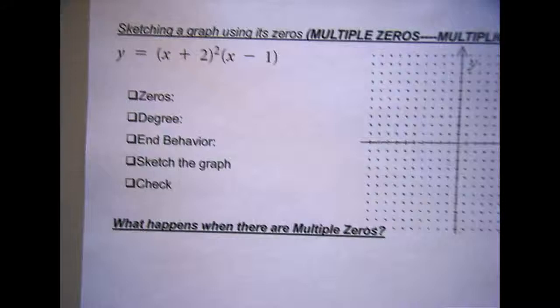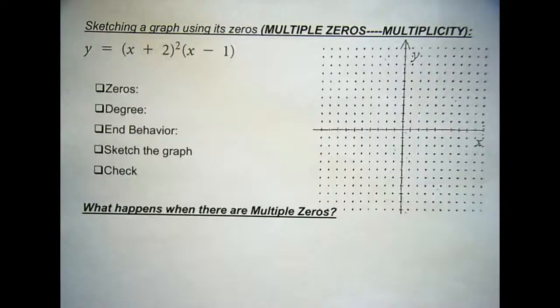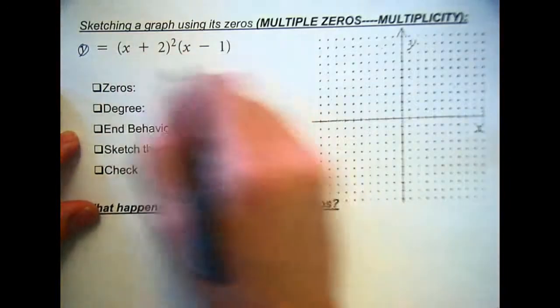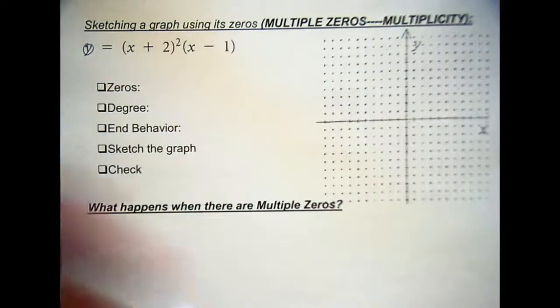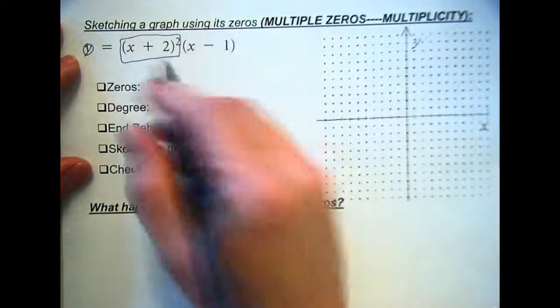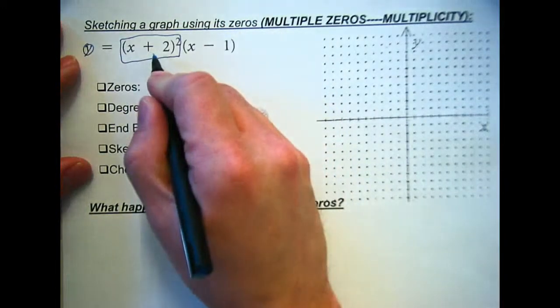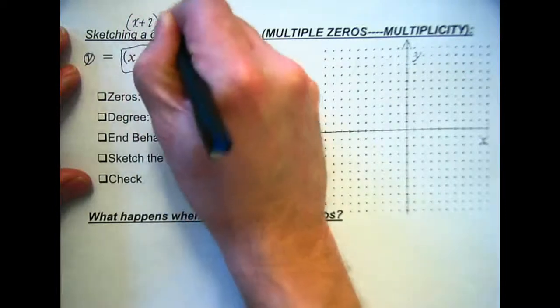What's the title of the next one say? Multiple zeros. Go ahead and find the zeros when you set this equal to 0. Tell me what each of these equal. Actually, tell your neighbor what each of those equal. All right, what makes this quantity 0? Now don't get confused. X plus 2 quantity squared means x plus 2 times x plus 2.